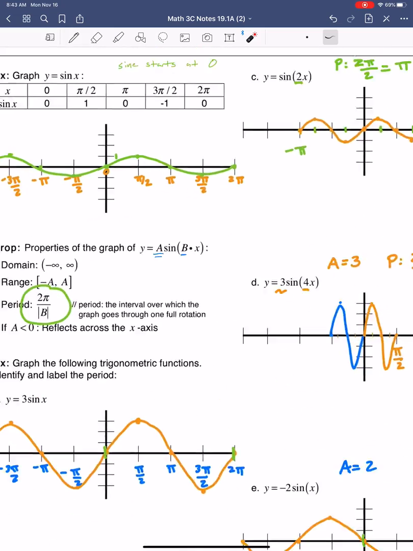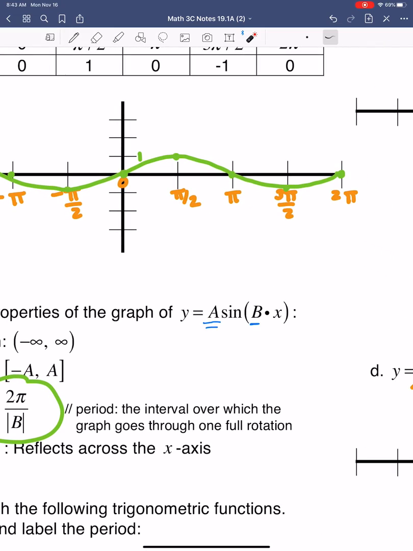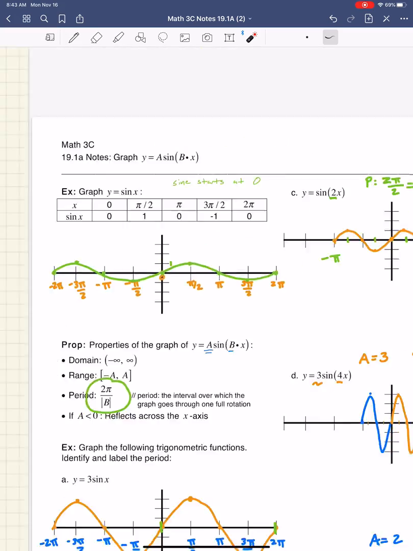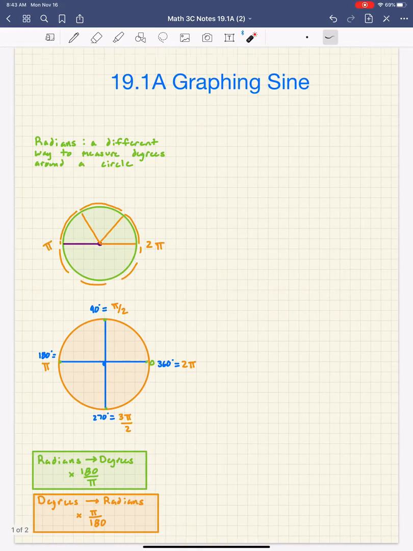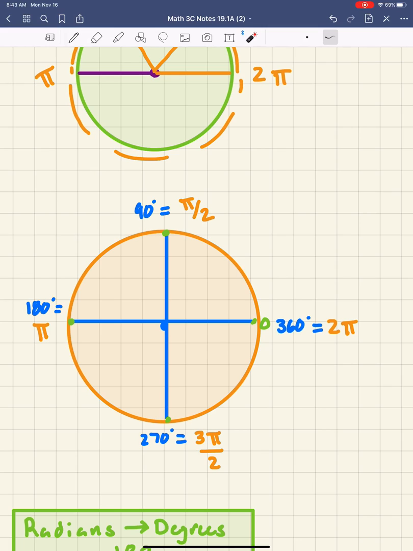And we're going to continue to use these same tick marks here as pi over 2, pi, 3 pi over 2, and 2 pi, because those are the marks on my unit circle, right, on my circle from over here, which would be 90 degrees, 180 degrees, 270 degrees, and 360 degrees.